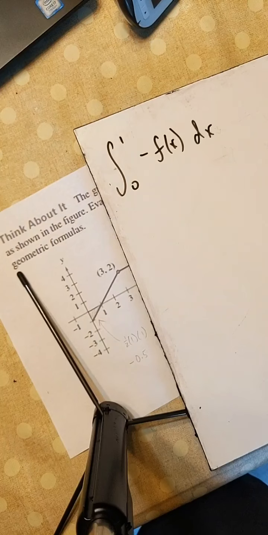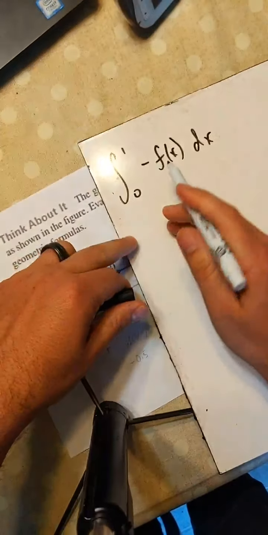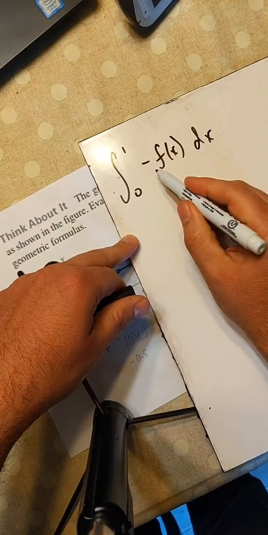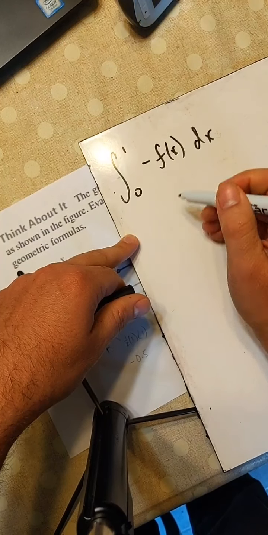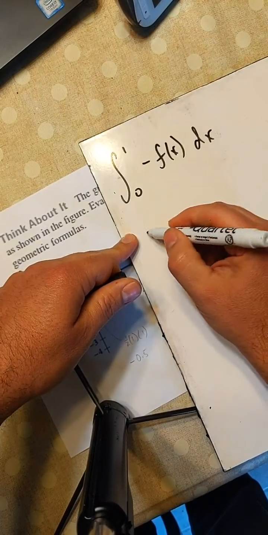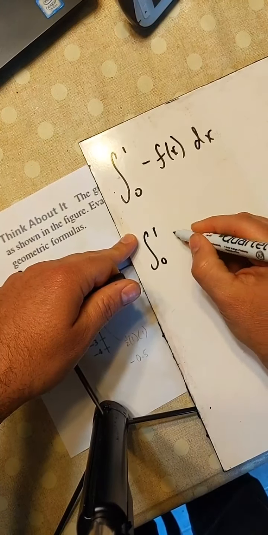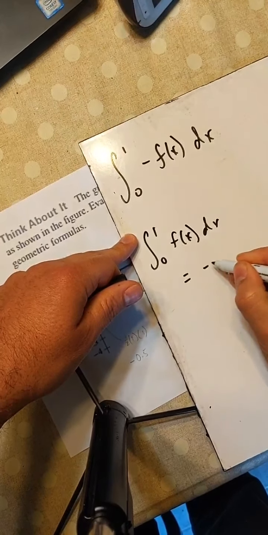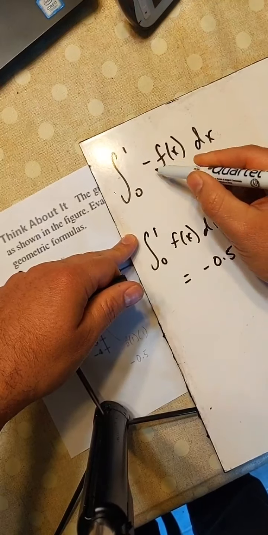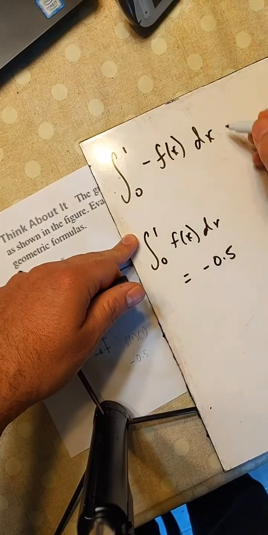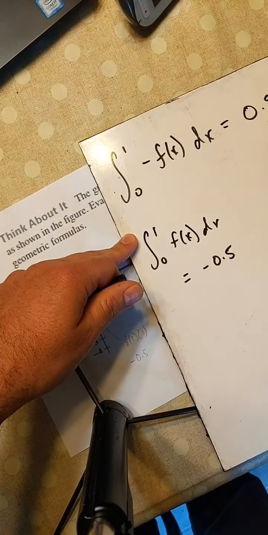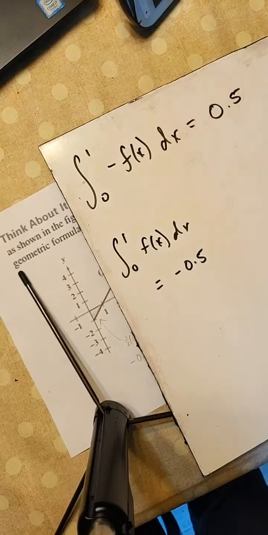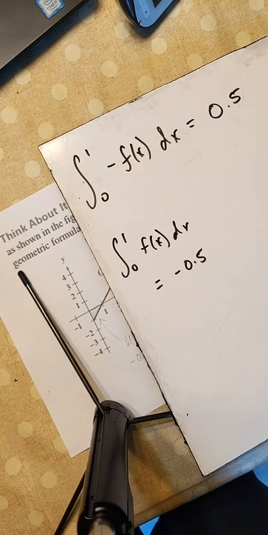So all we need to do to find out this answer is, because we're finding the integral from 0 to 1 of a negative f of x, we're going to get the opposite of what we got. Normally if it was 0 to 1 of f of x, we'd say that that would equal a negative 0.5. But since we're trying to find a negative of that, the answer would be a positive 0.5. So the first question is 0.5.